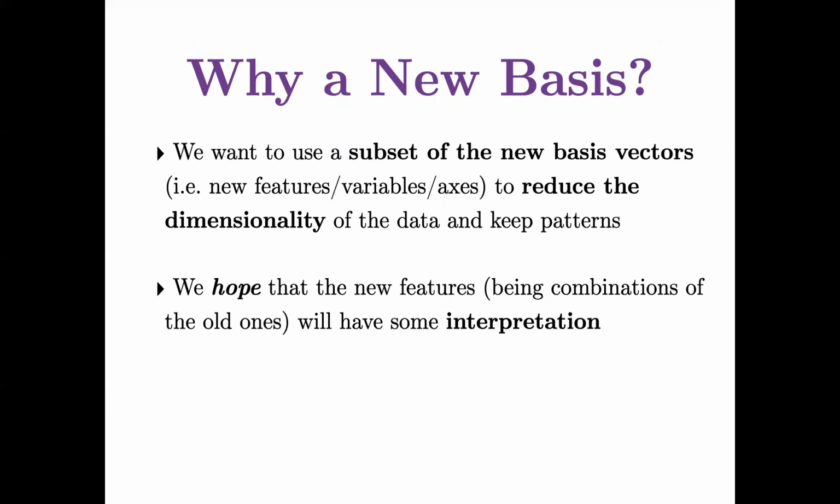And so I hope it's clear that the reason why we want this new basis is first because I want to use some subset of those new basis vectors to reduce the dimensionality of the data while keeping the patterns intact. Now, the way that this reduces the dimensionality of the data is that originally I had 6 variables, 6 terms in which I represented the data. And so I had coordinates for each observation along those 6 terms. And by the time I was done, I only had 2 coordinates for each observation, representing each of those latent factors.